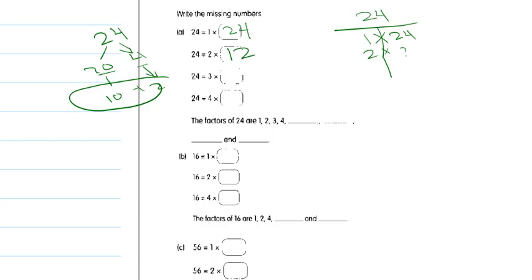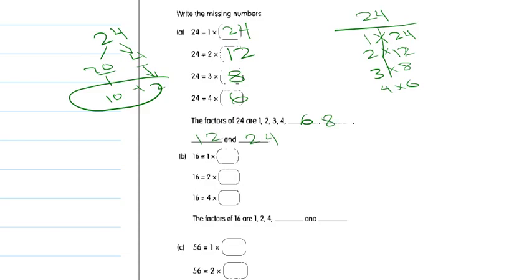3 times what gives you 24? You will find 3, 6, 9, 12, 15, 18, 21, 24. 3 times 8. 24 equals 4 times 6. So let's write all the factors of 24. 1, 2, 3, 4, 6, 8, 12, and 24.